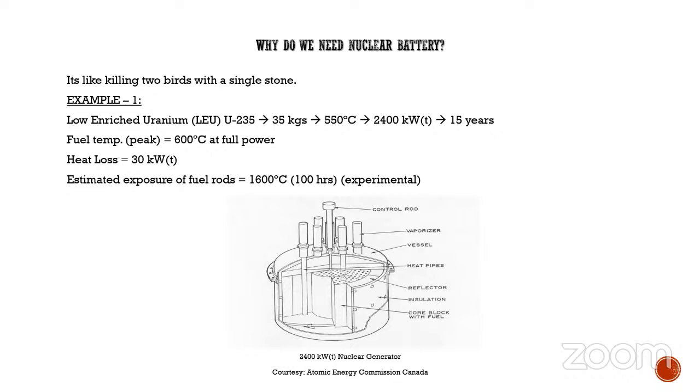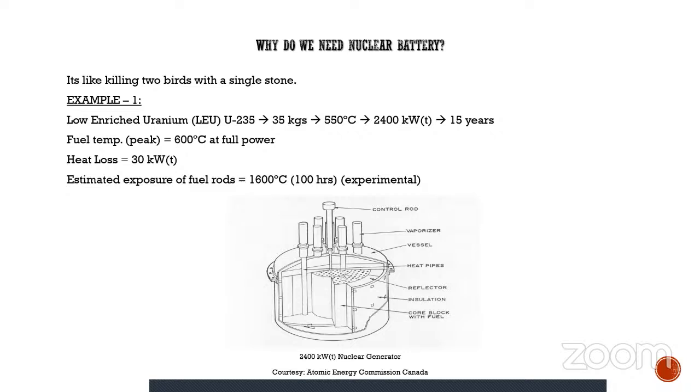This is an example of a nuclear generator. It's the nuclear generator from the Nuclear Energy Commission Canada. It's a 2400 kilowatt thermal nuclear generator. It uses low enriched uranium, that's U-235 fuel, which is 35 kgs in weight, and it runs at a temperature of 550 degrees Celsius.